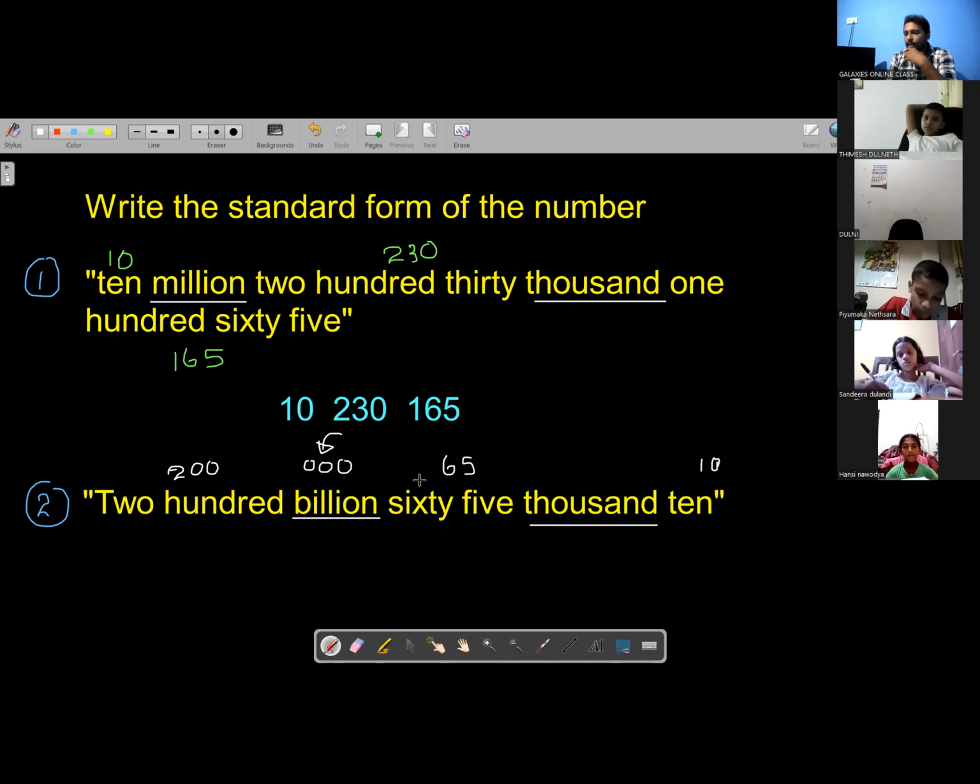Is there three digits here? You can see only two digits, no? How can you prepare three digits?